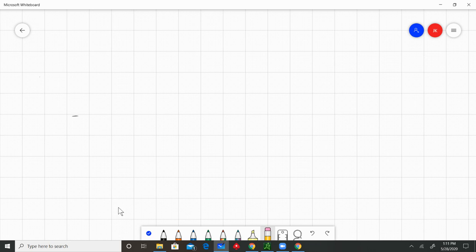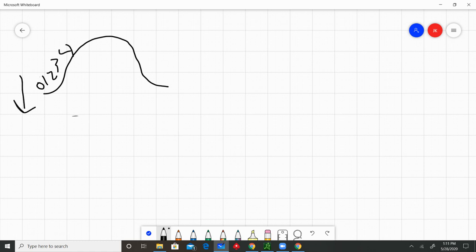One way we talked about was kind of like a roller coaster, meaning that if the number 0, 1, 2, 3, or 4 was on this side of the roller coaster, we would round down. And if we had 5, 6, 7, 8, or 9, it would go to the next level.